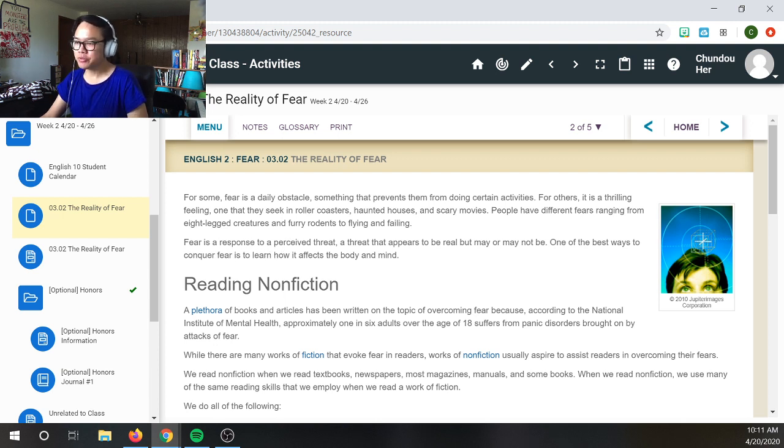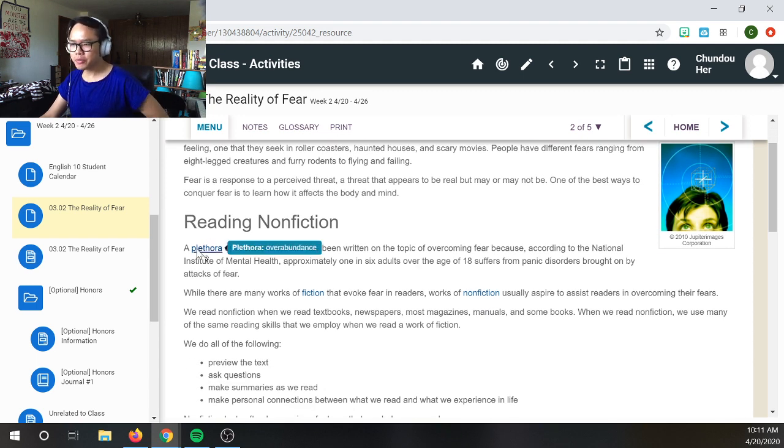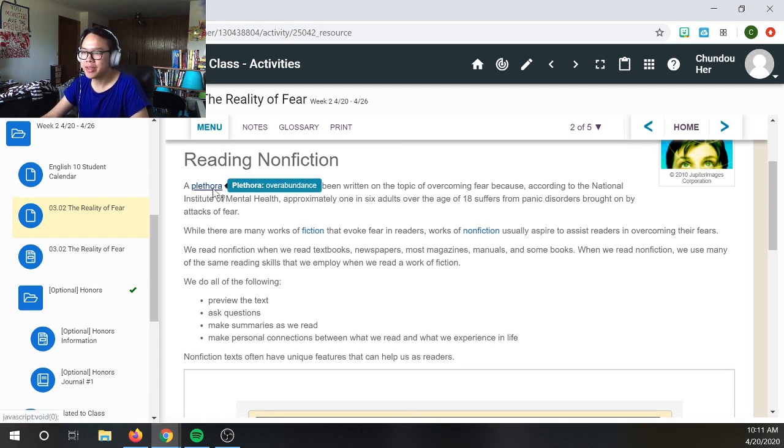Fear is a response to a perceived threat, a threat that appears to be real but may or may not be. One of the best ways to conquer fear is to learn how it affects the body and mind. Interesting. So reading nonfiction, a plethora, and that word means an overabundance or having a lot of. So a plethora of books and articles have been written on the topic of overcoming fear because, according to the National Institute of Mental Health, approximately 1 in 6 adults over the age of 18 suffer from panic disorders brought on by attacks of fear.